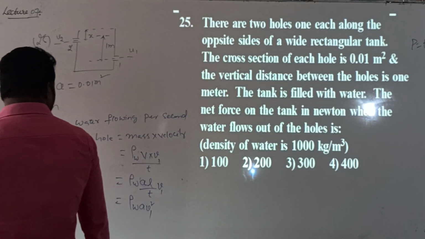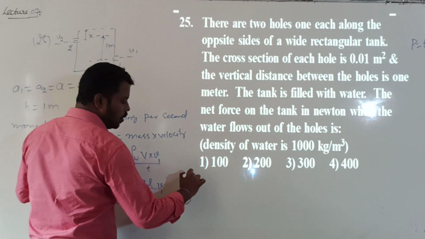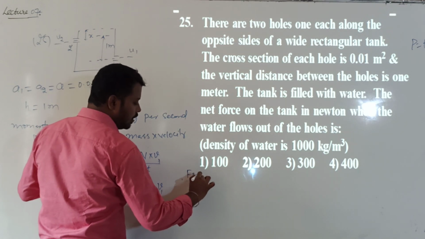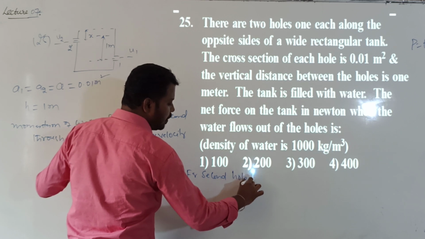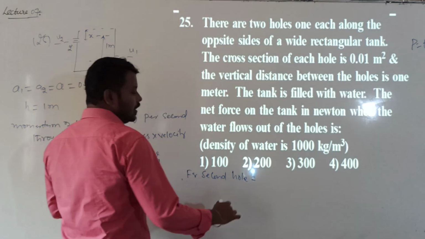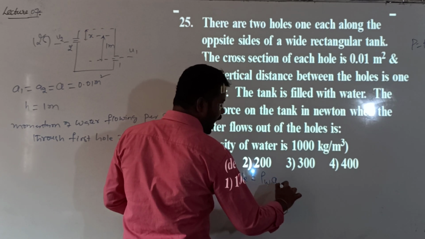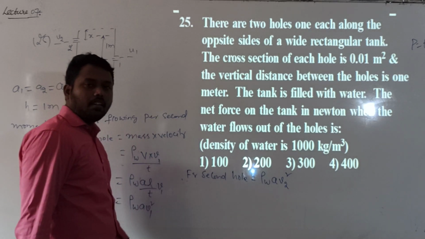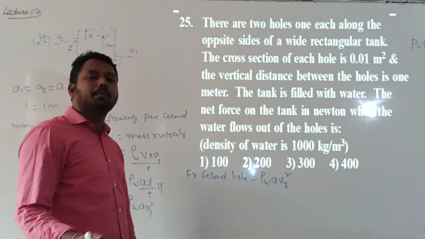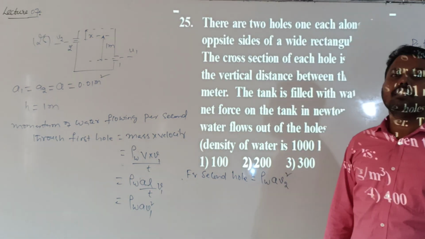Similarly for the second hole, what do I get? The rate of change of momentum for the second hole is the same form. So what is the rate of momentum of the water flowing per second? That is given by rho W into area of cross section A into V1 square or V2 square. These are the rates of change of momentum of water coming through the first hole and the second hole.